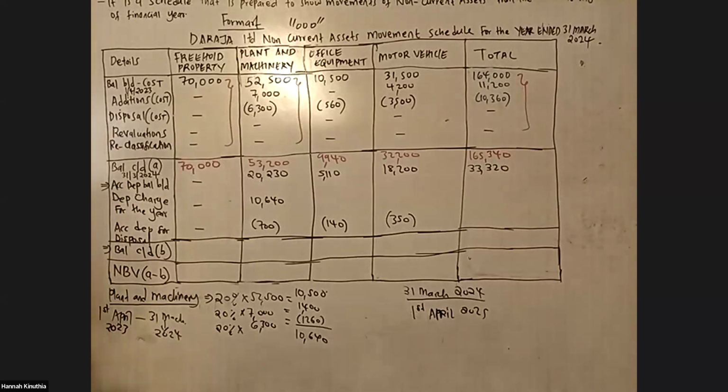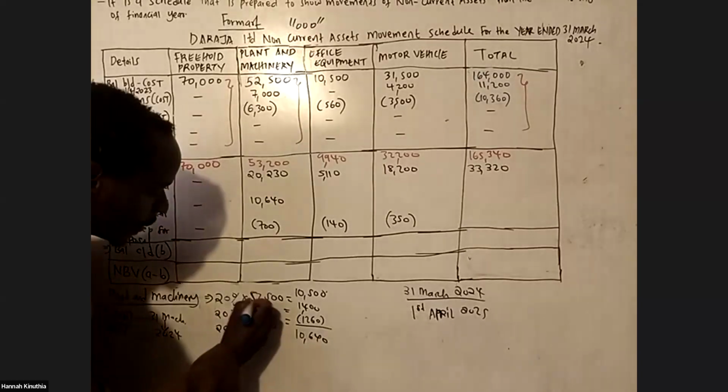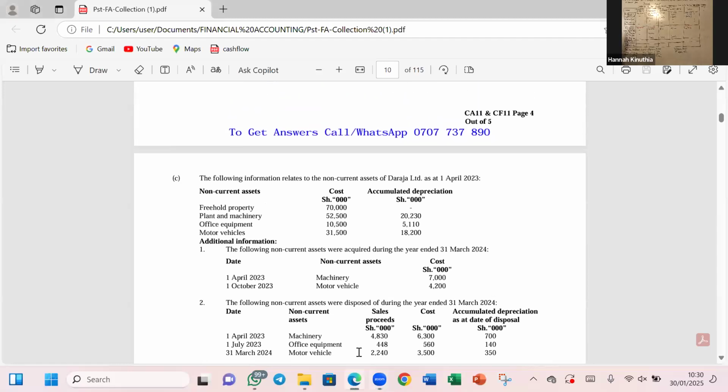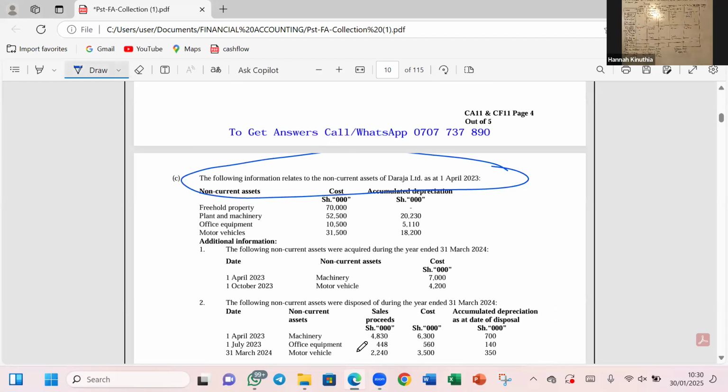Now unakuja sasa unajiuliza asset. Now the first one, 52,500, the cost was there as from which date? Unakuja kwa information yetu pale kwa swali yetu. Now if I go to the swali, acha niuoneshe so that msishangae. Let's go back to our question pale juu. Look at this statement. The following information relates to the non-current asset of the garage as at 31st April 2023. That is very, very important.